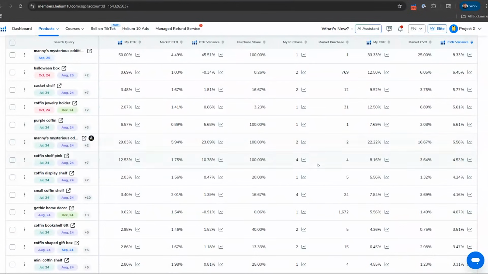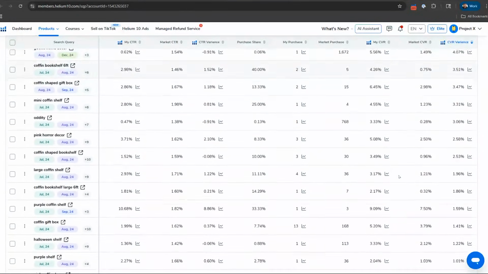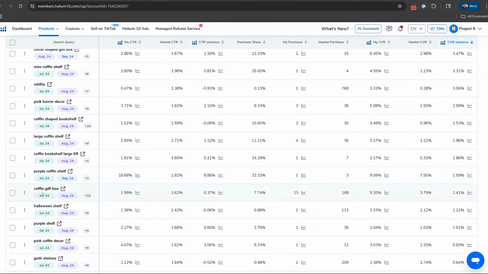Here's another keyword, coffin shelf pink. My conversion rate, 8. Everybody else is 3. Here's a keyword, again, there's that coffin gift box keyword. I got 13 sales from this keyword and my conversion rate's 5%. Market conversion rate is 3%. So again, this is just super valuable data that you can actually use, not just to know what keywords brought you sales, but what keywords you should be focusing on.